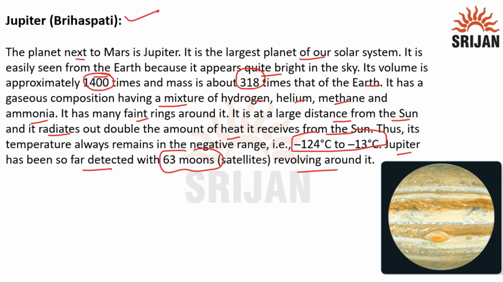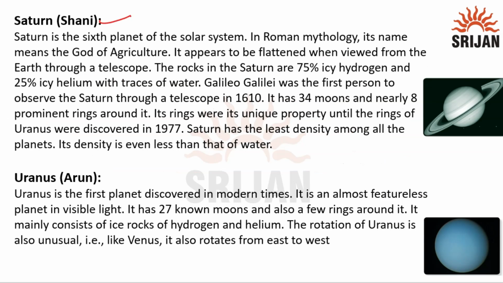Moving ahead, the next planet is Saturn, also known as Shani. It is the sixth planet of our solar system. In Roman mythology, its name means the god of agriculture, and it appears to be flattened when viewed from the Earth through a telescope. The rock in Saturn is 70% icy hydrogen and 25% icy helium. Galileo Galilei was the first person to observe Saturn through a telescope in 1610.